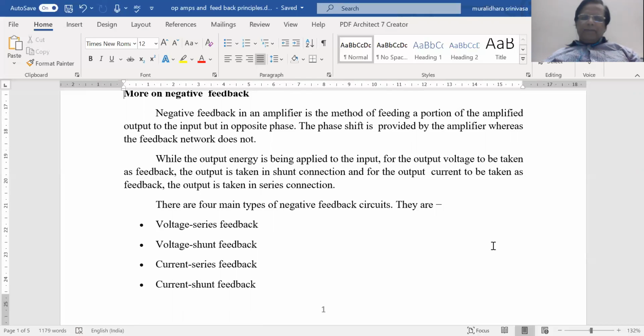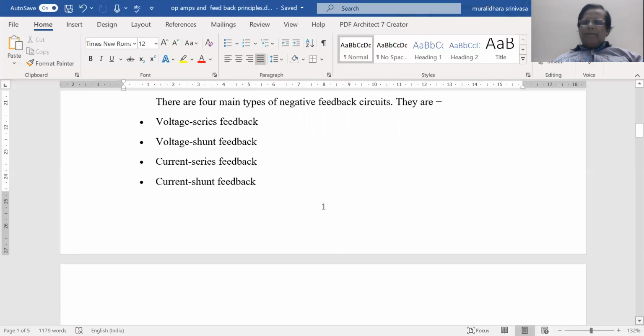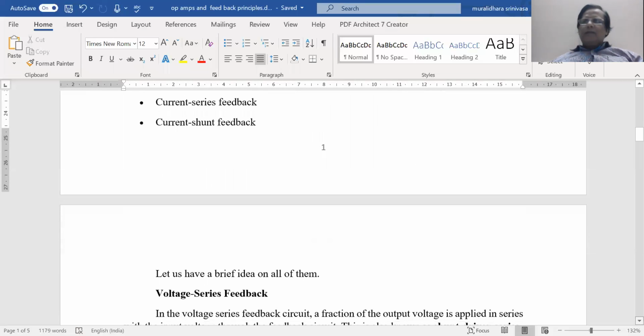On the other hand, if you want a part of the output current to be returned to the input, then you always take the current in series, and when you return it to the input, it can be either in series or parallel. Therefore, it results in four types of feedback mechanisms. They are voltage series feedback, voltage shunt feedback, current series feedback, and current shunt feedback. Now let us look at each one of these mechanisms.